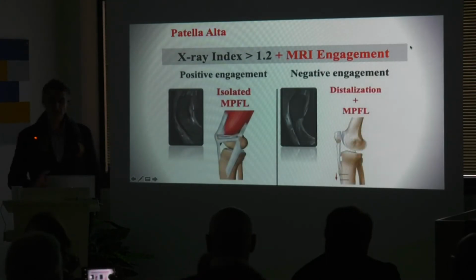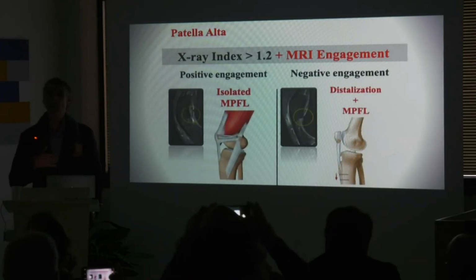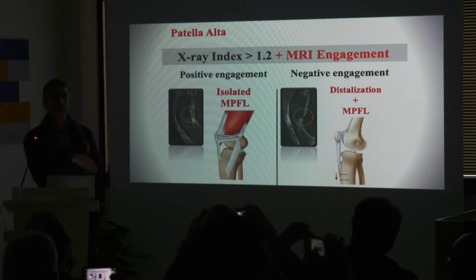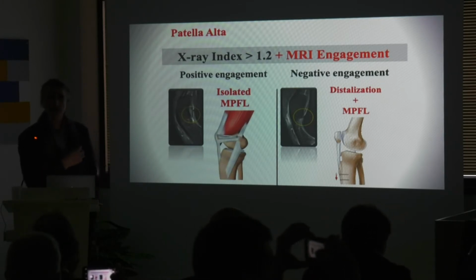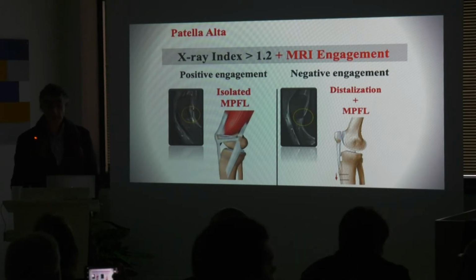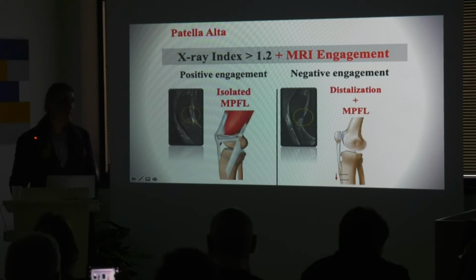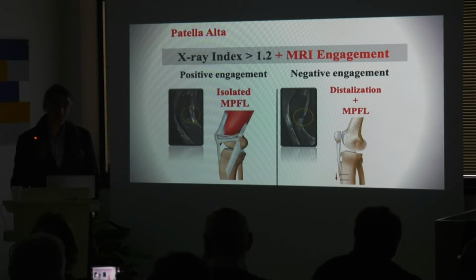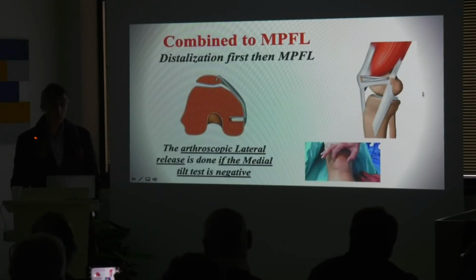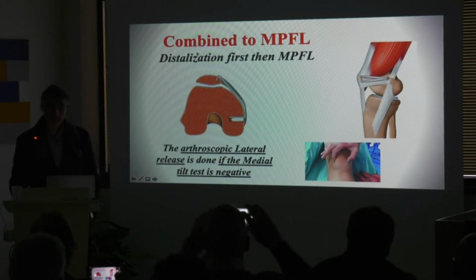So this is for me very important, because a lot of people are doing only isolated MPFL. They don't care, they do MPFL. It's so smart, small surgery, small scars. But frankly, if you have no engagement of your patella in the trochlea, just add a mild distalization, just 5 mm, and you will improve the results enormously, and your patient will be very, very happy about that. So it is always combined to an MPFL reconstruction.